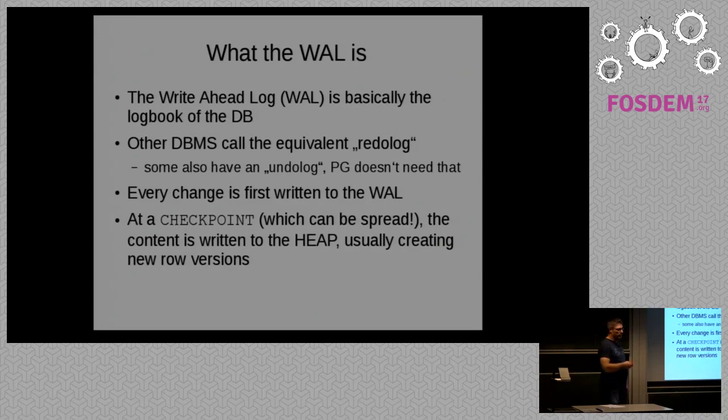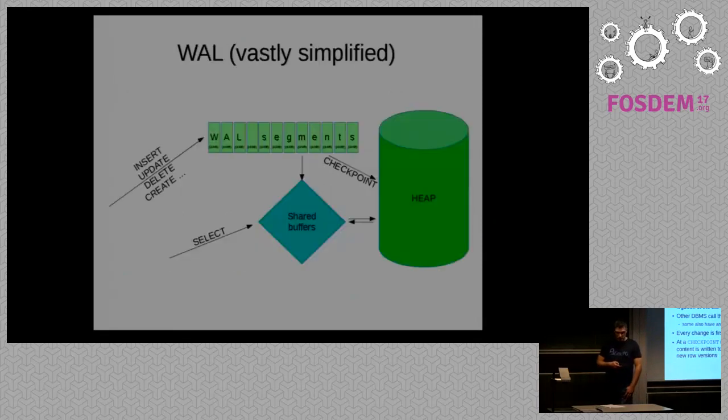At a checkpoint, and the checkpoint can be basically spread over hours, so it's not really a point. The content of the WAL is written to the actual heap, so your actual data files, right? And that creates new row versions. Simplified, this is the WAL, split in 16 megabyte segments. At a checkpoint, it goes to the heap. It goes to the shared buffer straight away, so that you can actually use the data with other sessions.